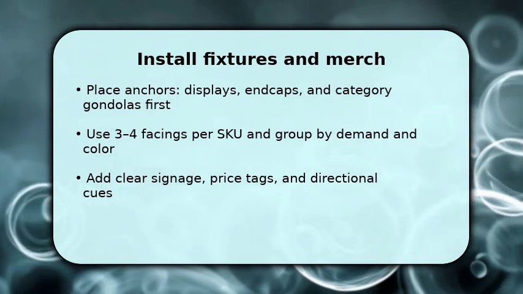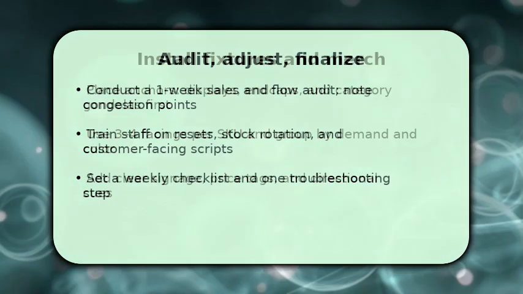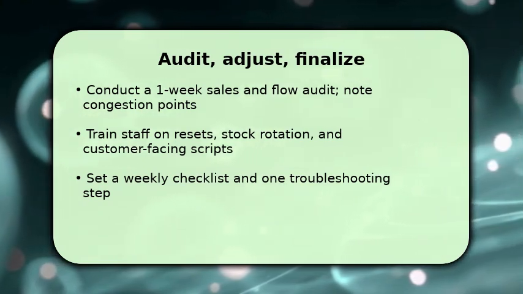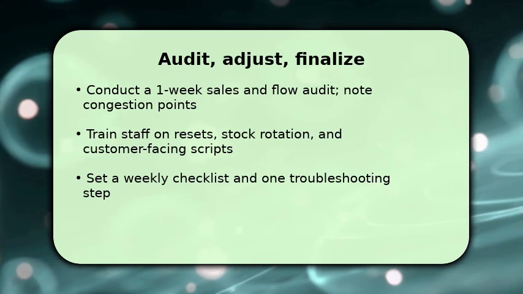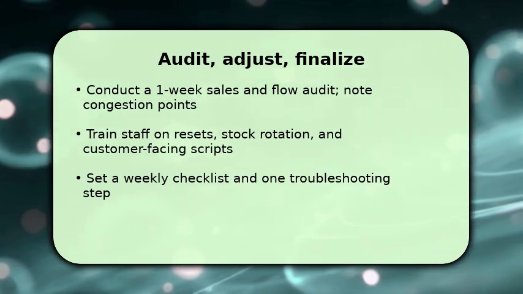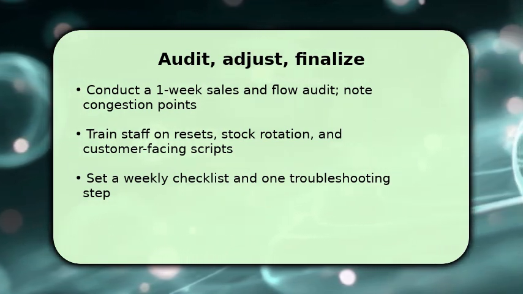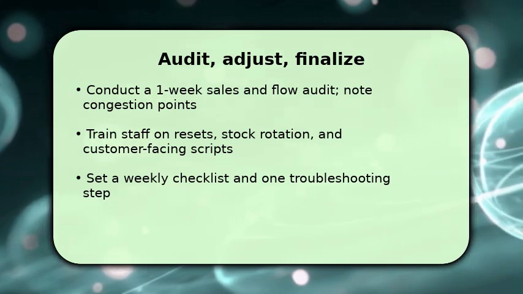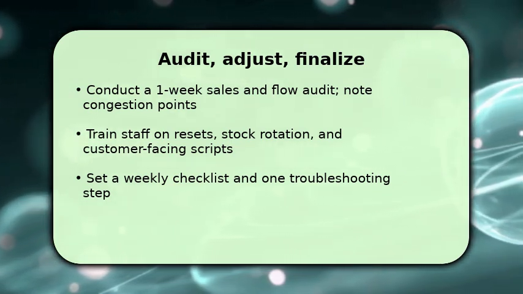You finish by auditing and refining the layout to lock in results. Run a 1-week audit tracking sales by fixture and observing traffic patterns. Adjust spacing or product mix where congestion or low engagement appears. Train staff on restocks, rotation, and how to answer product questions so the plan endures.